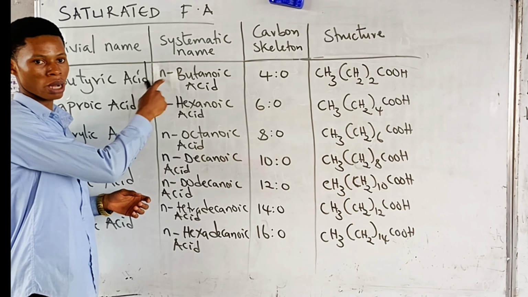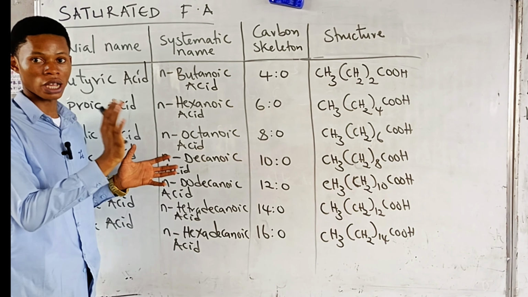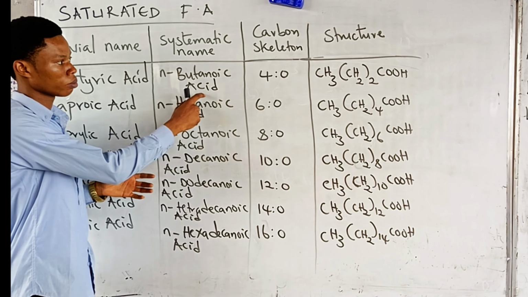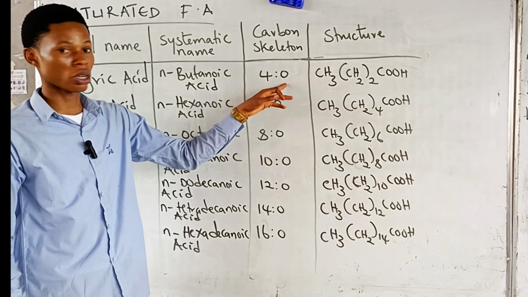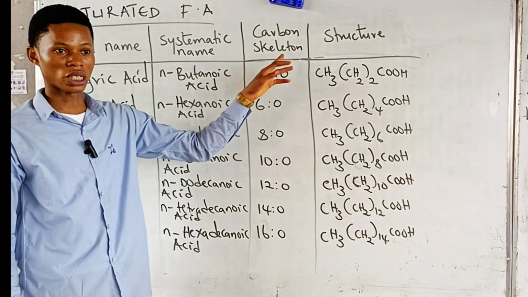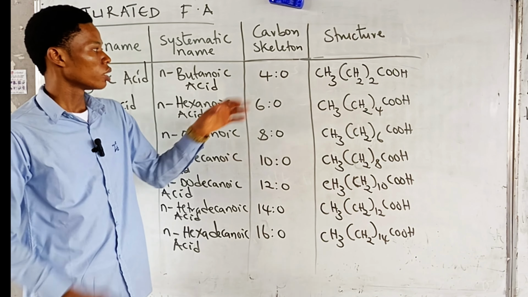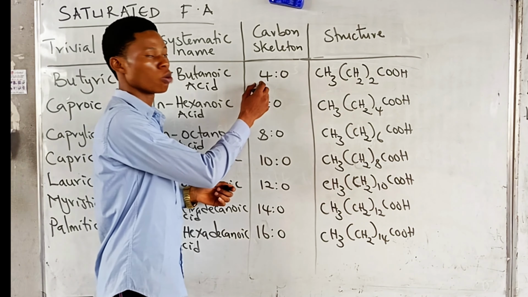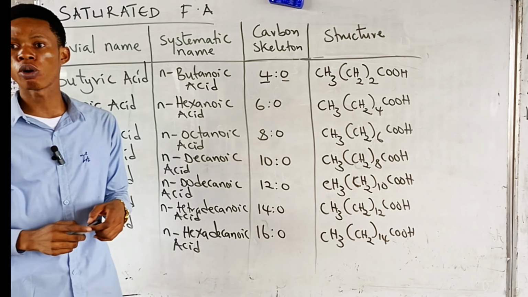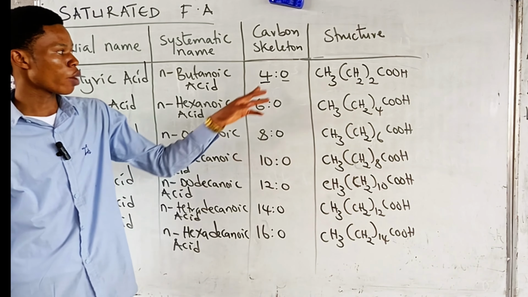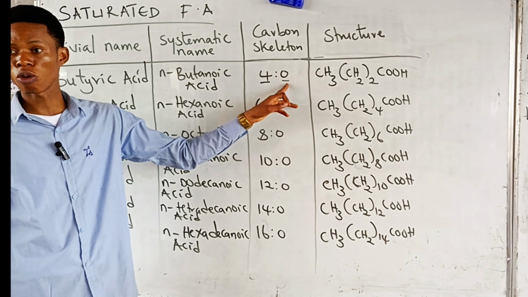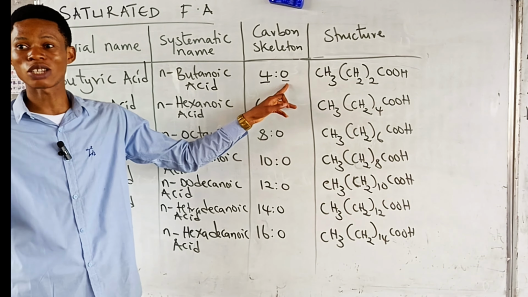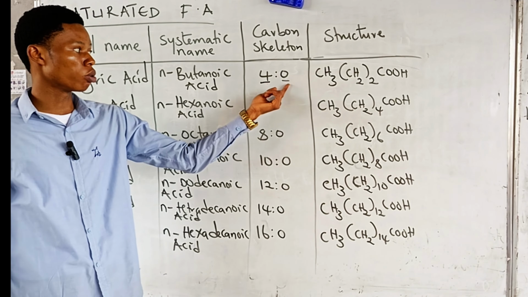Now, butyric acid, the systematic name like the IUPAC nomenclature is what? N-butanoic acid, normal butanoic acid. We are not looking at the isomers, the normal butanoic acid. Now the carbon skeleton. This first number you are seeing here is the number of carbons present, and this second number is the number of double bonds present. So here we have how many carbons? 4 carbons and no double bond, right? 0 double bonds. That is why it is called saturated. So here there is no double bond.